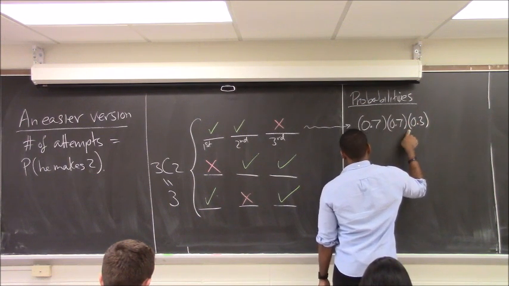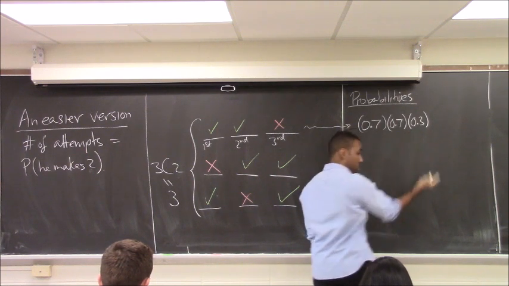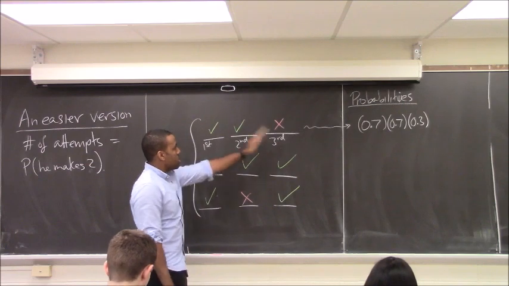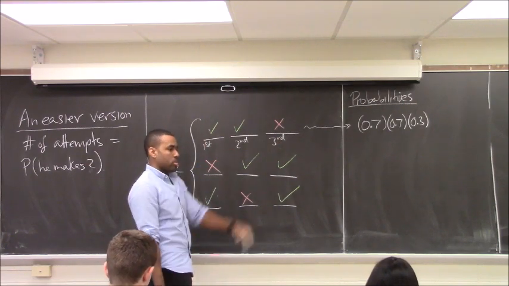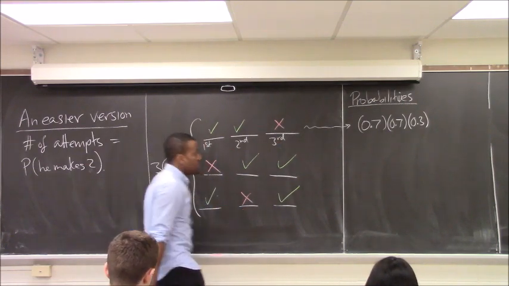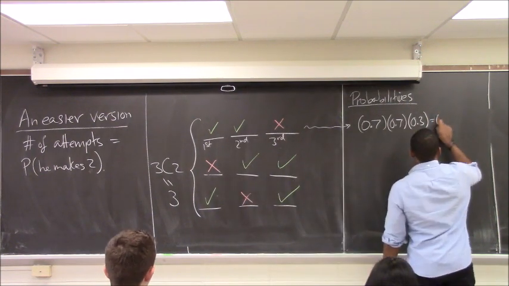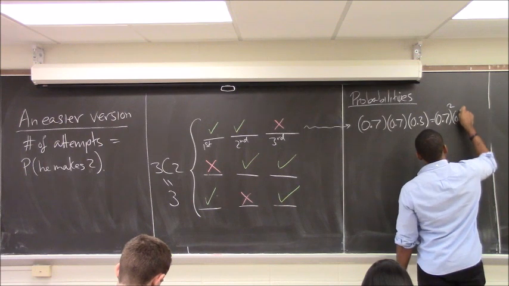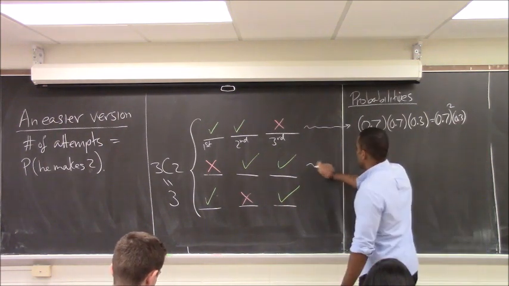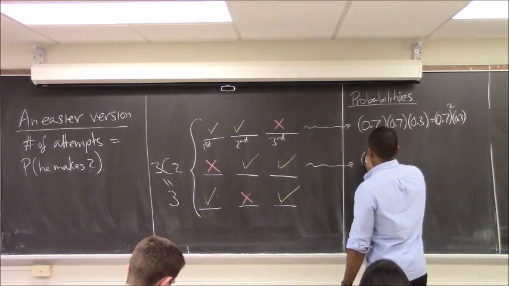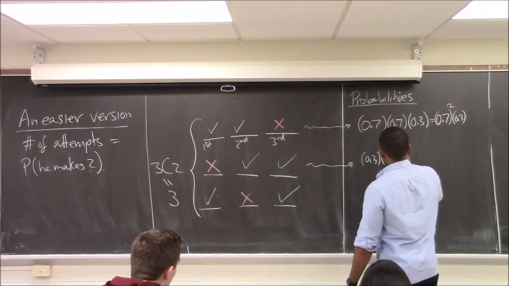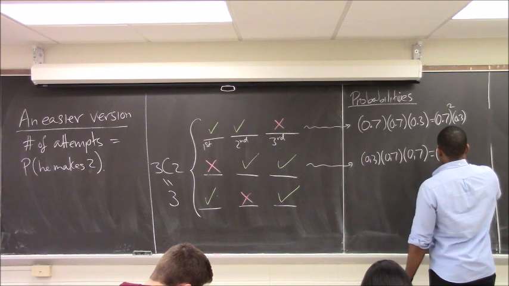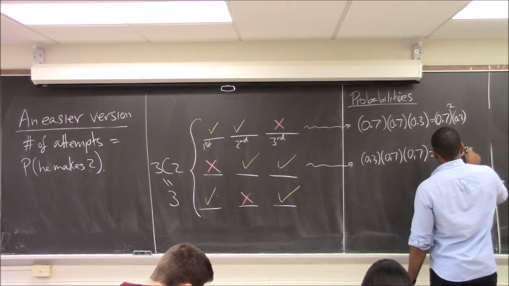Why can we multiply them? Because they're independent. We were told he makes all the shots independently. So if he's going to make these 3 combinations, I just multiply them to talk about how it could have happened. So this is going to be 0.7 squared times 0.3. What about this one? Well, it's going to be 0.3, that's going to be 0.7, that's going to be 0.7. And it turns out that's also 0.7 squared times 0.3.